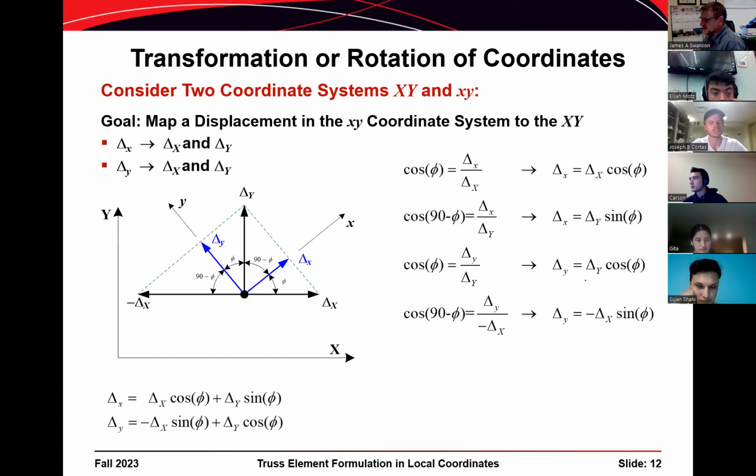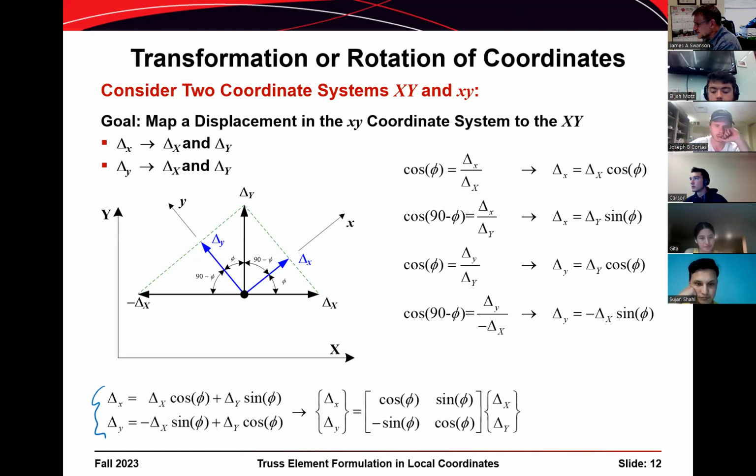And if we collect like terms here, we could say that delta lowercase x is equal to delta uppercase x times cosine of phi plus delta uppercase y times the sine of phi. And then we could say that delta lowercase y is equal to the opposite of delta uppercase x times sine of phi plus delta uppercase y times the cosine of phi. Now, if you look at these two equations down here at the bottom, we can rewrite those equations in matrix form. We can rewrite them like this.